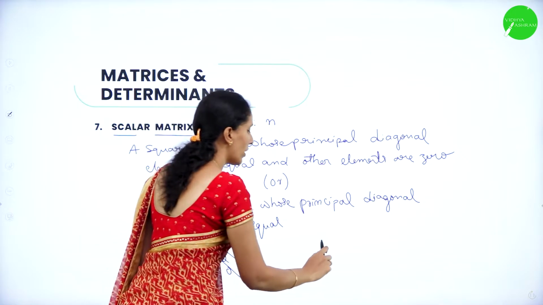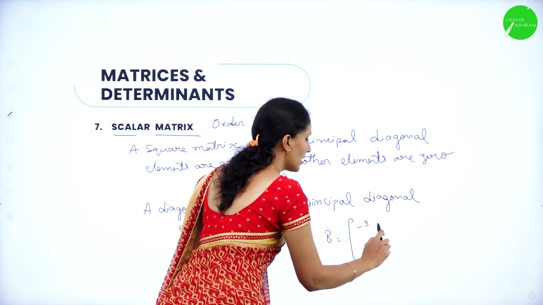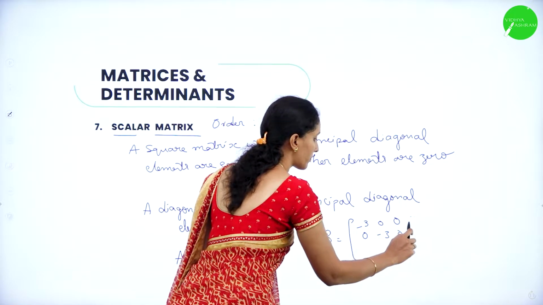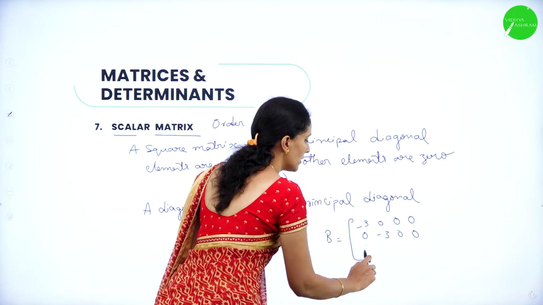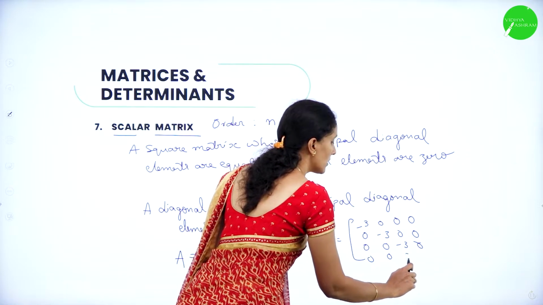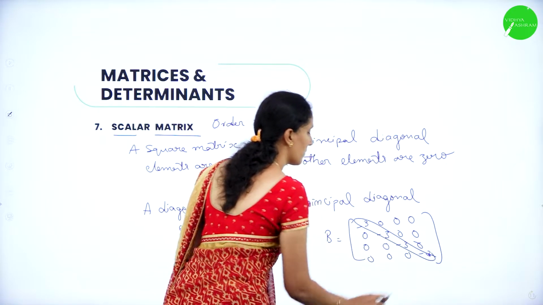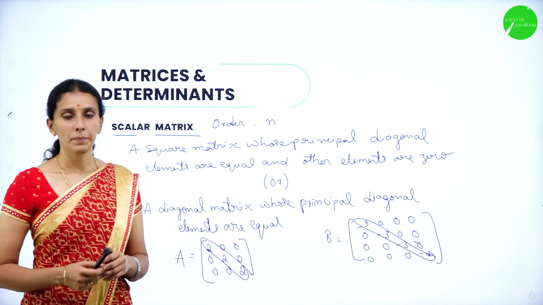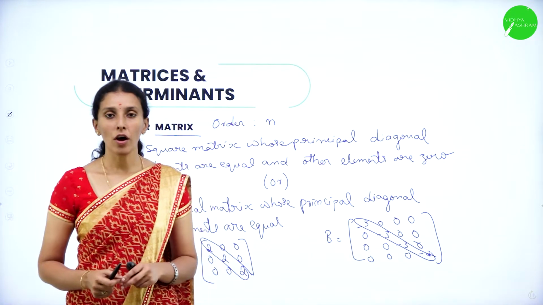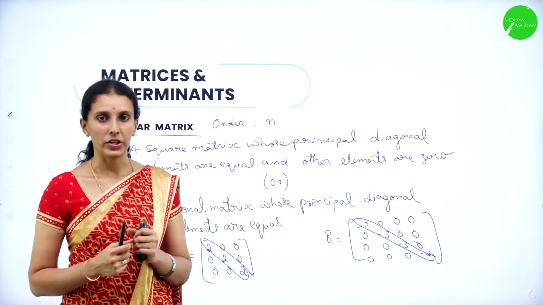I can take one more example, that is B is equal to minus 3, 0, 0, 0, minus 3, 0, 0, 0, minus 3. So here also you can clearly see all the principal diagonal elements are minus 3 and the rest of the elements are 0. So this is an example of a scalar matrix.